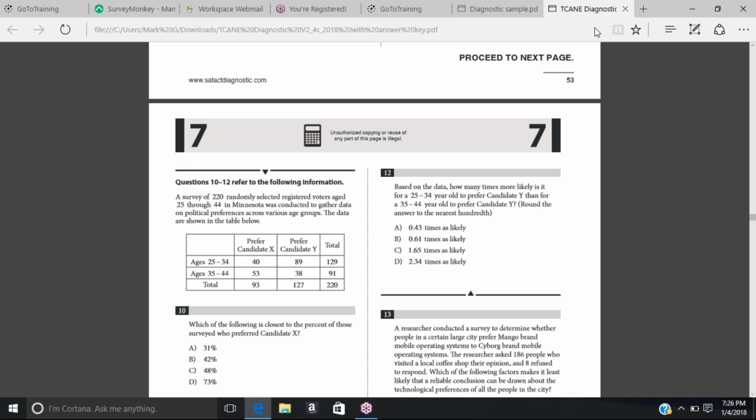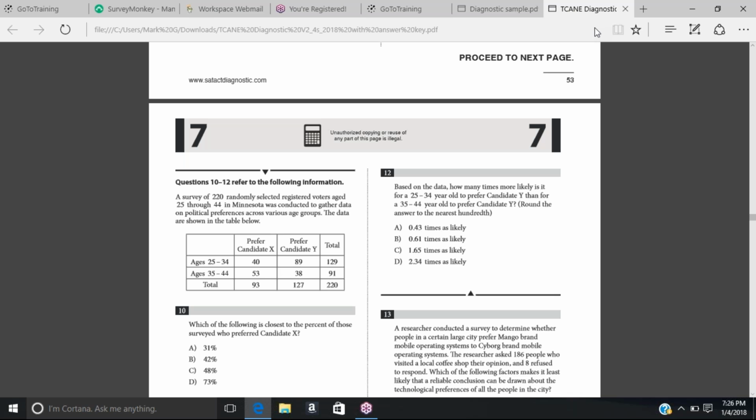You could do that ratio as well. And what are they finally asking for? How many times more likely is the 89 to 129 compared to the 38 to 91? Sorry. You would want to put your two new percentages one on top of the other, and you'd end up with a 1.65.